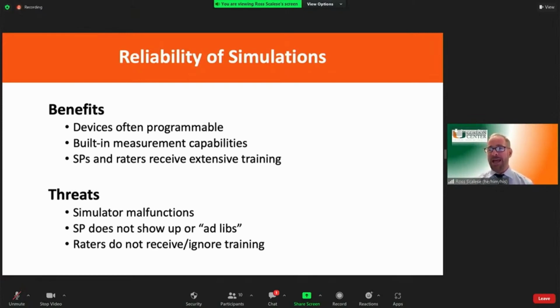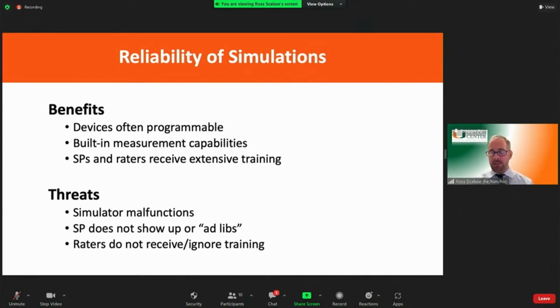And then you have to get somebody last minute in there who's going to ad lib and kind of just wing it. That will be a threat to the reliability and consequently to the validity of those assessment decisions, right? Do raters just ignore the training that they received, or do they follow the rubric that we're using in a particular assessment station? All of these things are important considerations when we're thinking about using simulations.